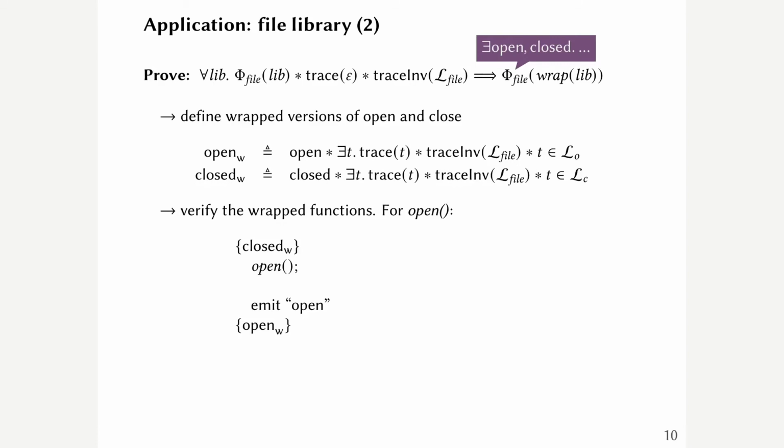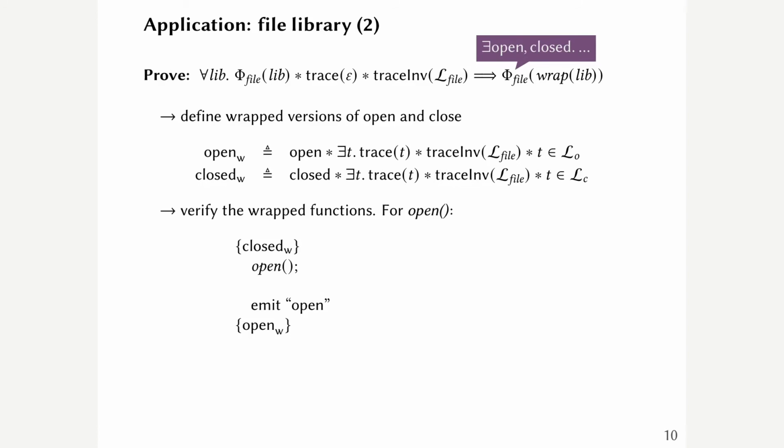And we define open as holding the open predicate for the lib, plus the fact that we have access to some trace T in LO, the language for the open state of the automaton. And similarly for closed, we have a trace in LC. Once those are defined, we can complete the proof by verifying the specification for each instrumented function. For example, for open, we need to show the following triple.